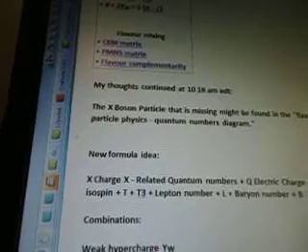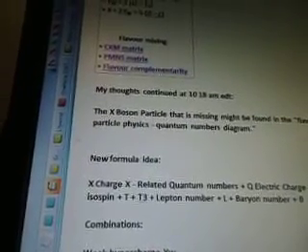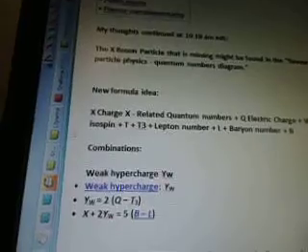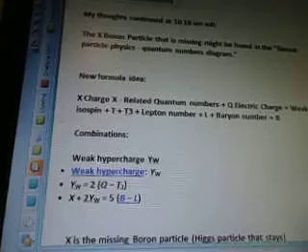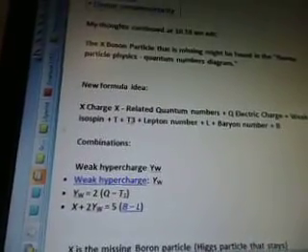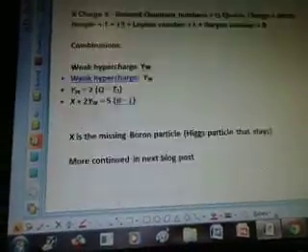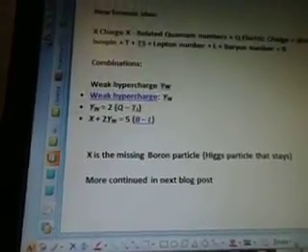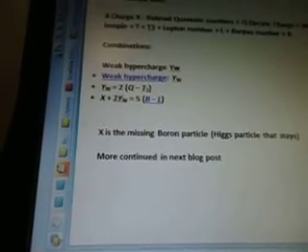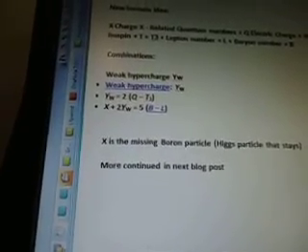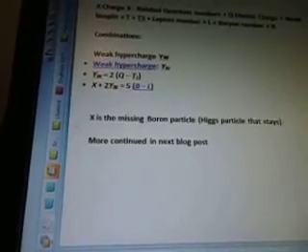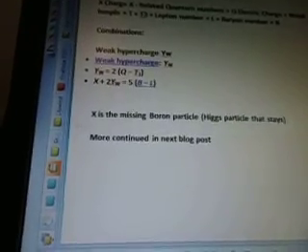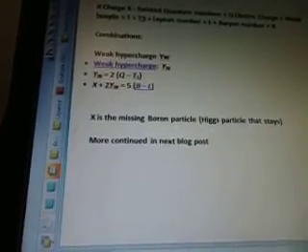The Higgs boson particle that is missing might be found in the flavor particle physics quantum numbers diagram. New formula idea: X charge, X related quantum numbers plus the Q electric charge plus the weak isospin plus T plus T3 plus lepton number plus L plus baryon number plus B. Combinations: weak hypercharge YW, and those X plus 2YW equals 5B minus L. X is the missing boson particle, the Higgs particle that stays. So this is the one we're trying to create. We're trying to create a Higgs particle that has mass so it can stay, so that you can study it.